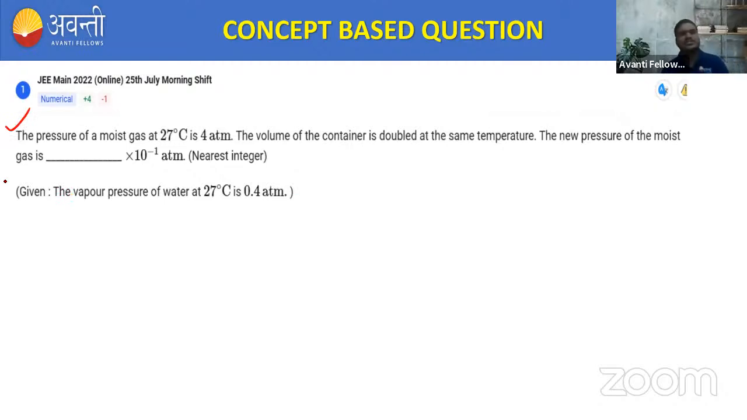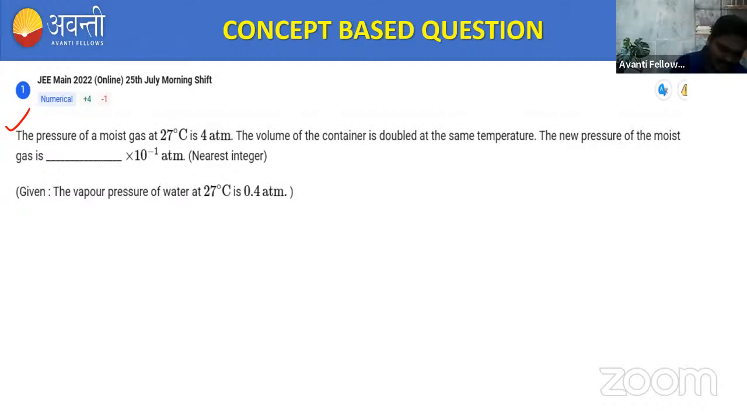Next question. The pressure of the moist gas. ठीक है, the pressure of the moist gas at 27 degrees Celsius is 4 atm. The volume of the container is double at the same temperature. The new pressure of the moist gas.